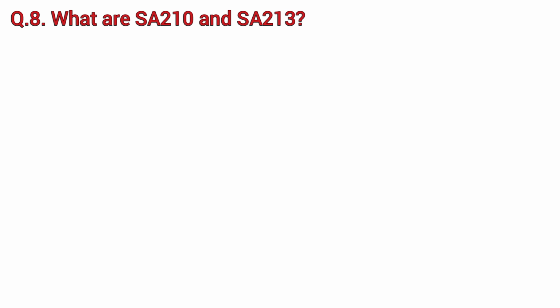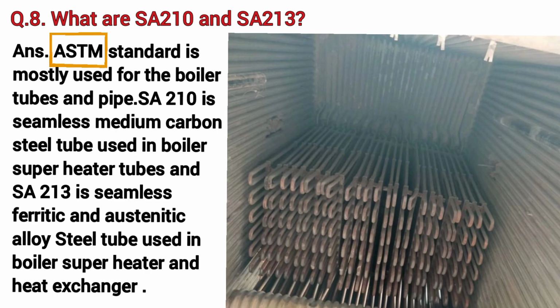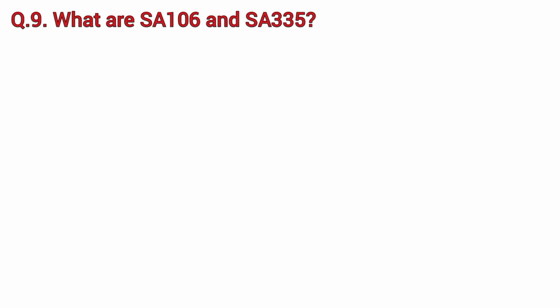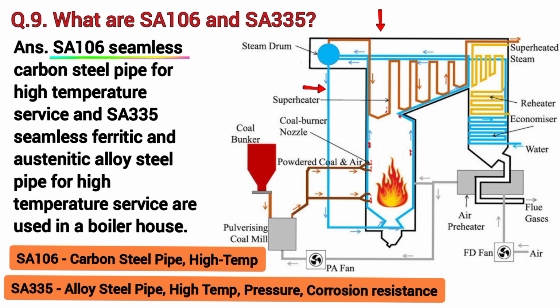What are SA210 and SA213? ASTM standard is mostly used for the boiler tubes and pipe. SA210 is seamless medium carbon steel tube used in boiler, and SA213 is seamless ferritic and austenitic alloy steel tube used in boiler superheater and heat exchanger. What are SA106 and SA335? SA106 is seamless carbon steel pipe for high temperature service and SA335 is seamless ferritic and austenitic alloy steel pipe for high temperature service, used in a boiler house.